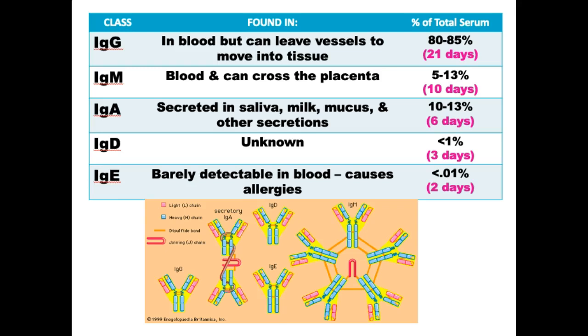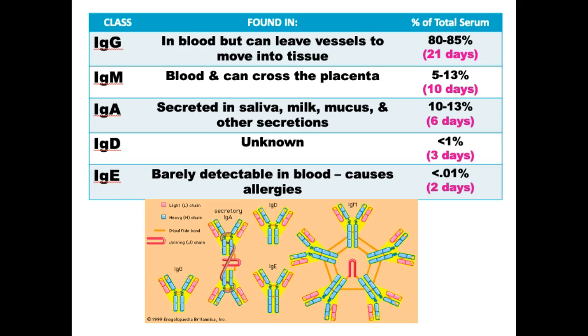IgM, if you look down at the bottom, IgM is the largest of the immunoglobulins, meaning macro, and it is in the bloodstream, and it can cross the placenta. It makes up about 5 to 13% of the blood serum, and it lasts for about 10 days. IgA is secreted in saliva, mammary milk, mucus, as well as other secretions to protect you at those openings. It makes up about 10 to 13% of your total serum and lasts for about 6 days.